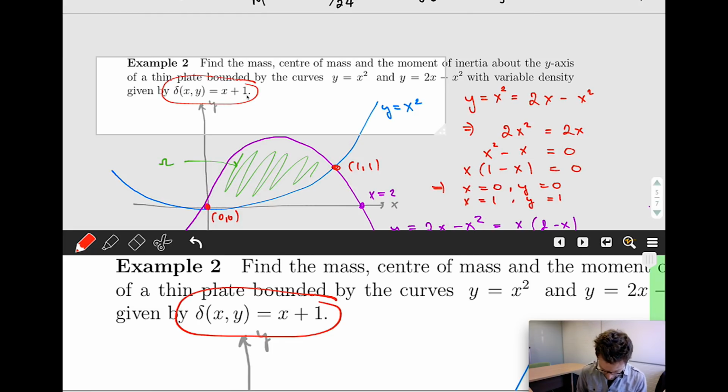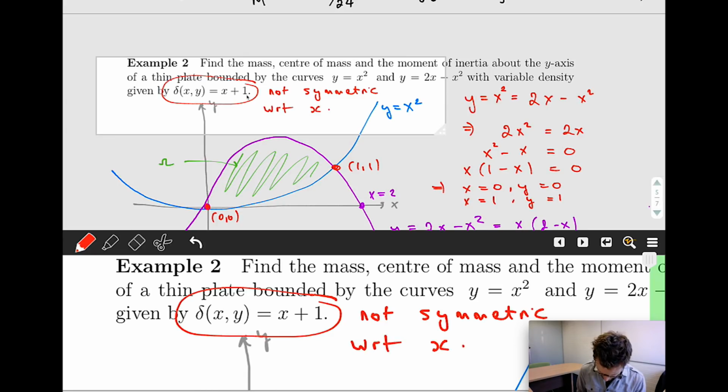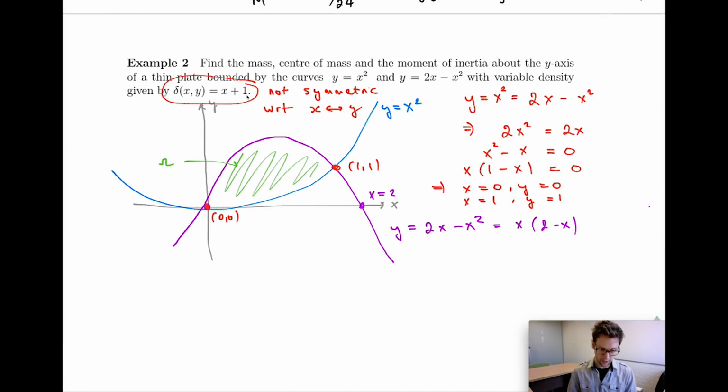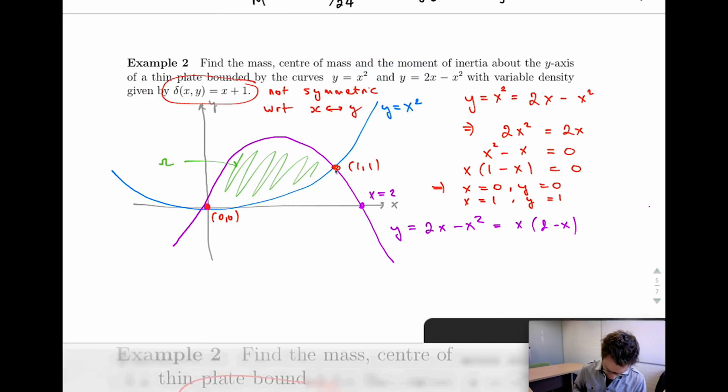So this is not symmetric with respect to x being replaced with y and vice versa. So unfortunately, I'm not going to be able to make use of symmetry in this problem. Likewise, if I was to look at this region of integration, it's not at all obvious just by looking at it that exchanging x with y would actually give me the same region of integration. So symmetry can't be used in this problem. So let's set up the integrals anyhow.